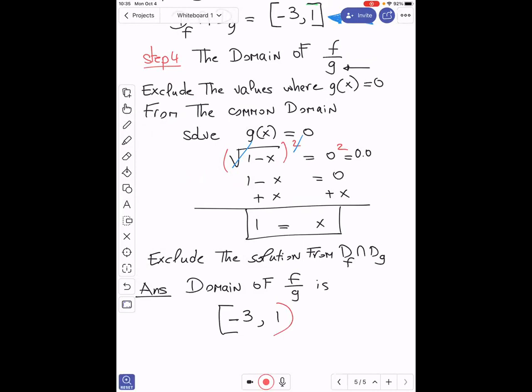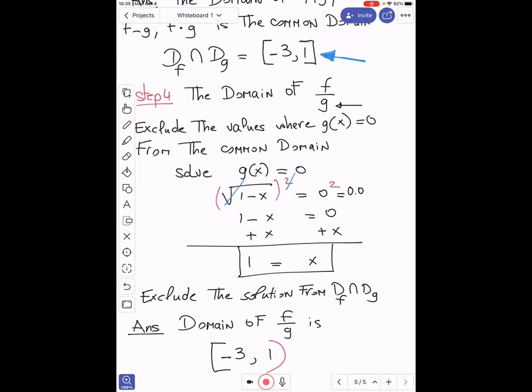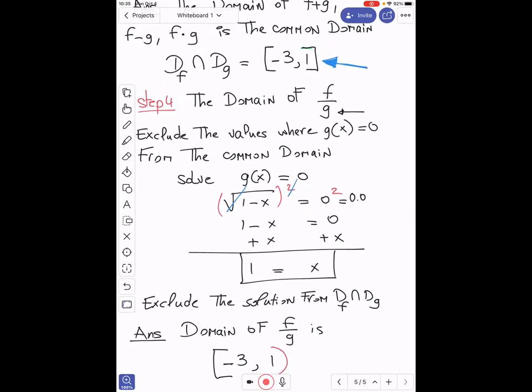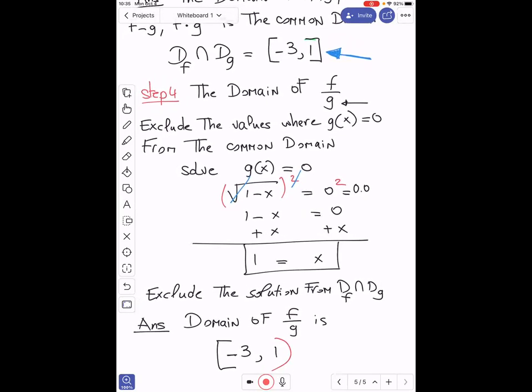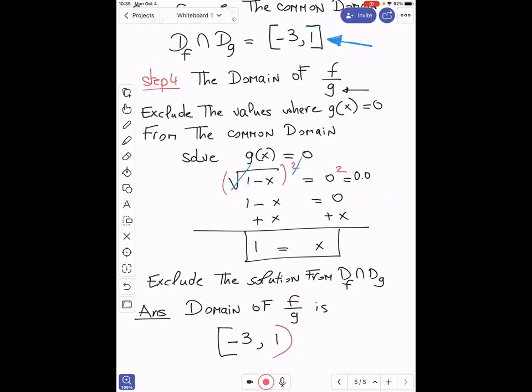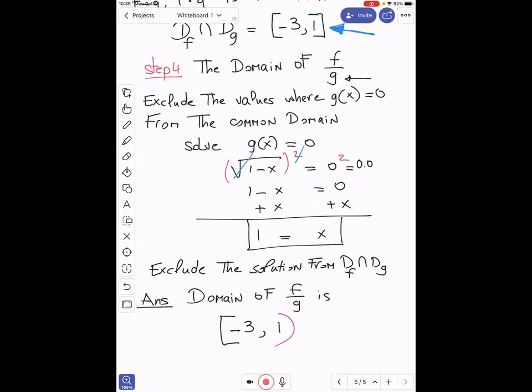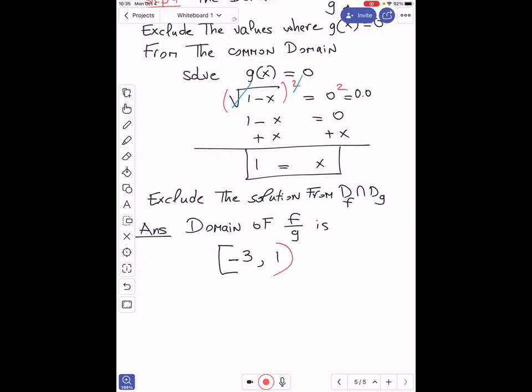So as you can see, that's the only difference between the domain of f plus g, f minus g, f times g, and the domain of f over g. That's the only difference. So that's the domain of f over g. Just one more remark, guys, before the exercise.